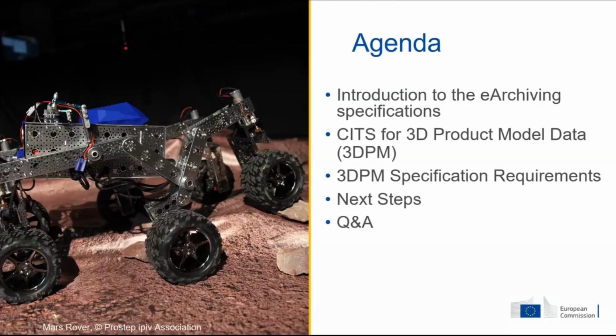So the agenda today, I'll give a brief introduction, and I'm sure there are many of you who are familiar with the e-archiving specifications, but it is useful to provide some context for the new work and as to where that fits into the e-archiving specification structure. And then we'll move quickly on to talk about the specific new content information type specification for 3D product model data, so-called 3D PM.